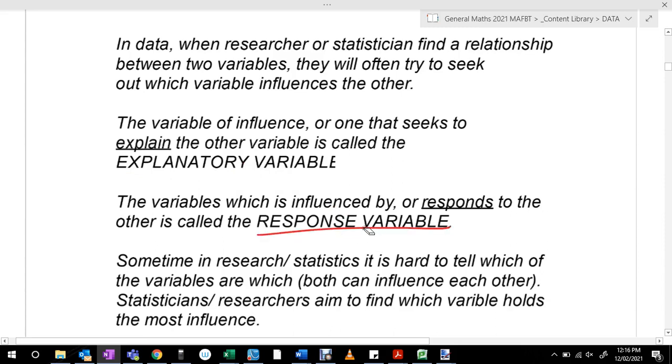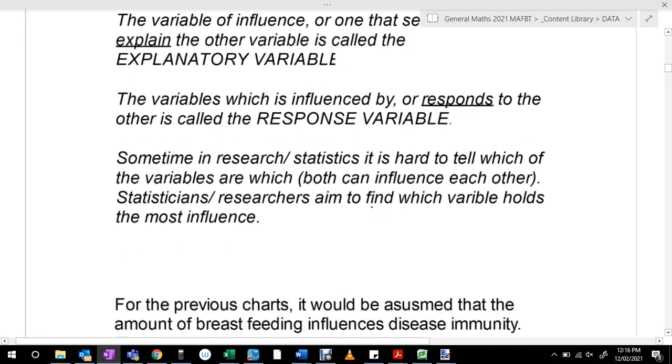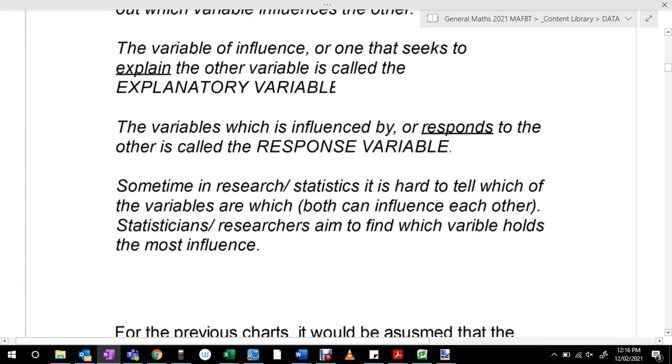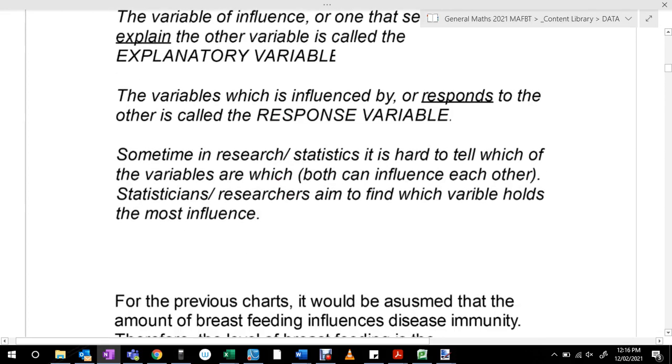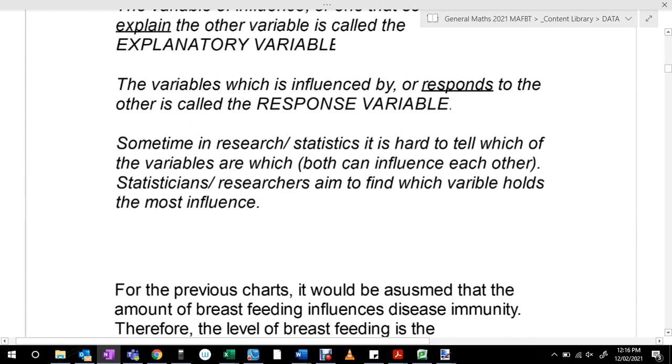Another word is it influences what happens to the RV. Sometimes you might not be able to find a correlation or anything that connects the two variables. So it does happen. But generally, that's what we try to do when it comes to data. Can we find a correlation, or is there something that relates to both? Does the EV explain the RV?